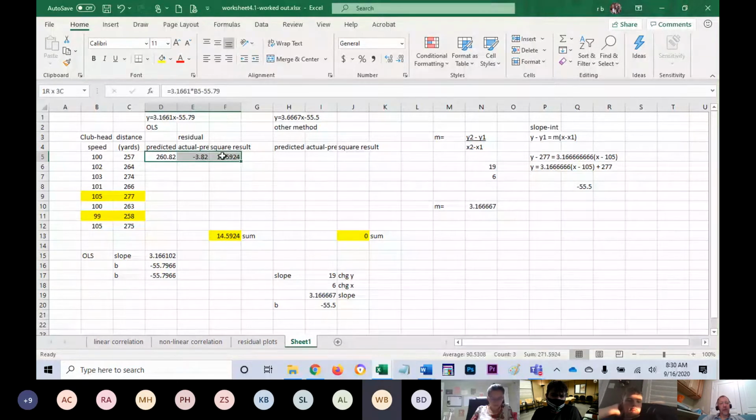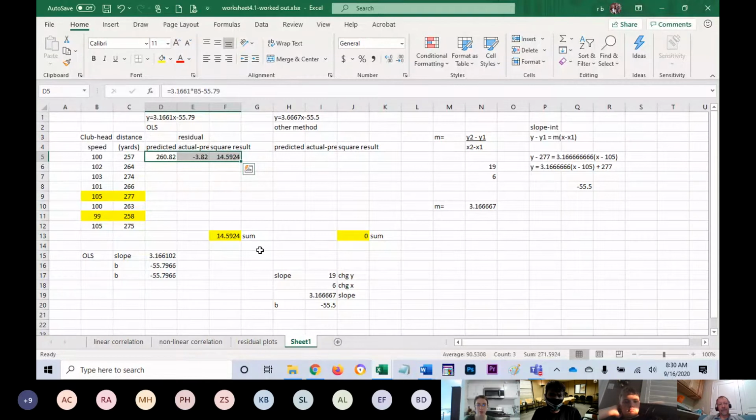Okay, so I have a question. Does it matter if we subtract the actual from the predicted or the predicted from the actual if we're just going to square it? It doesn't matter if we're going to square it, because the square is going to get rid of the negative sign. That's what I was thinking. I just wanted to make sure that we weren't going to use the residual for something else where it would matter.